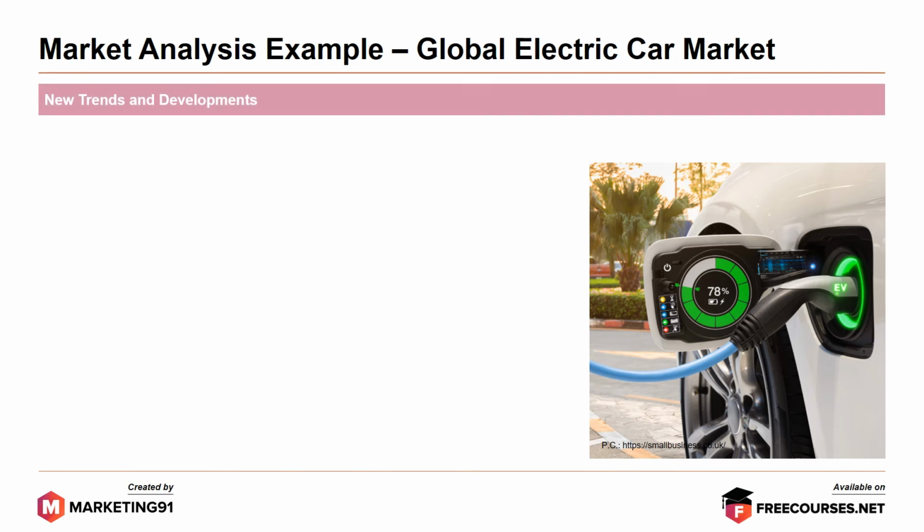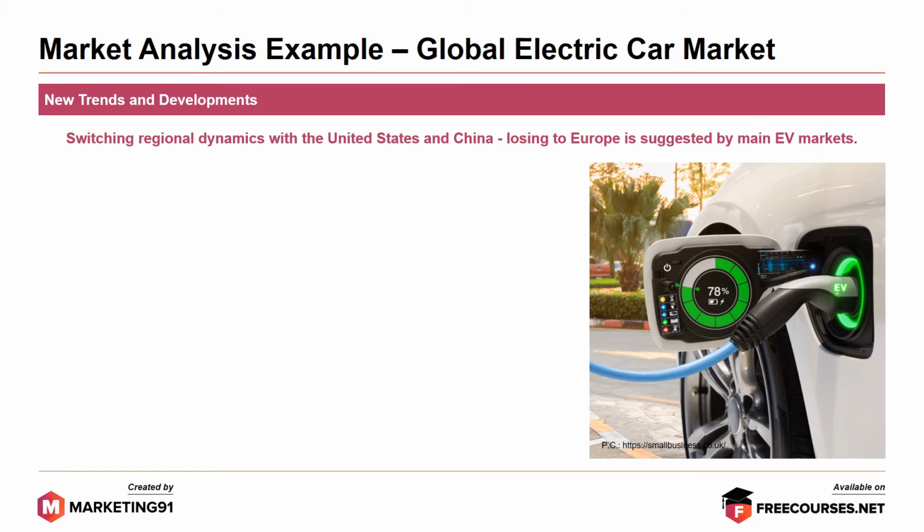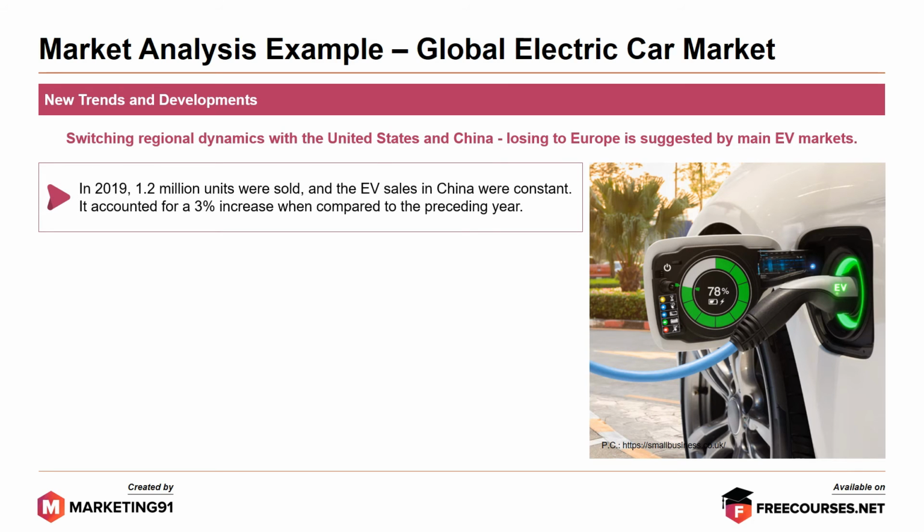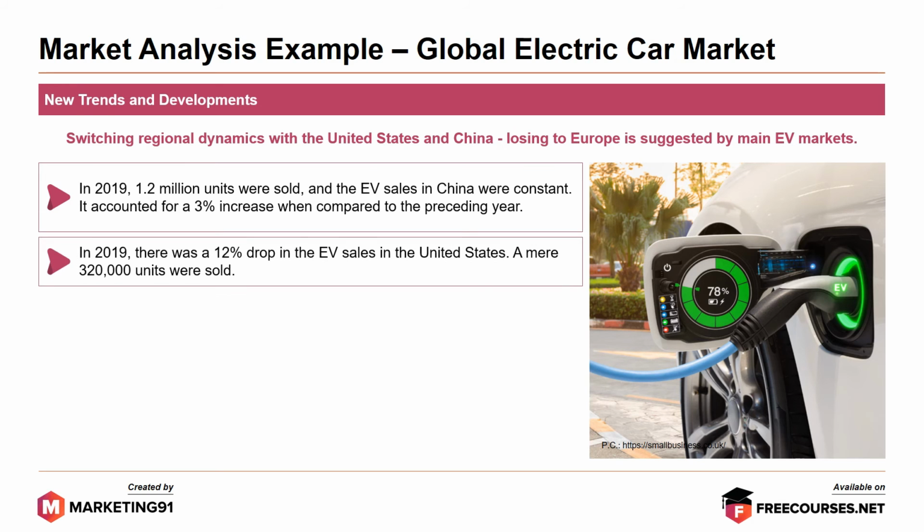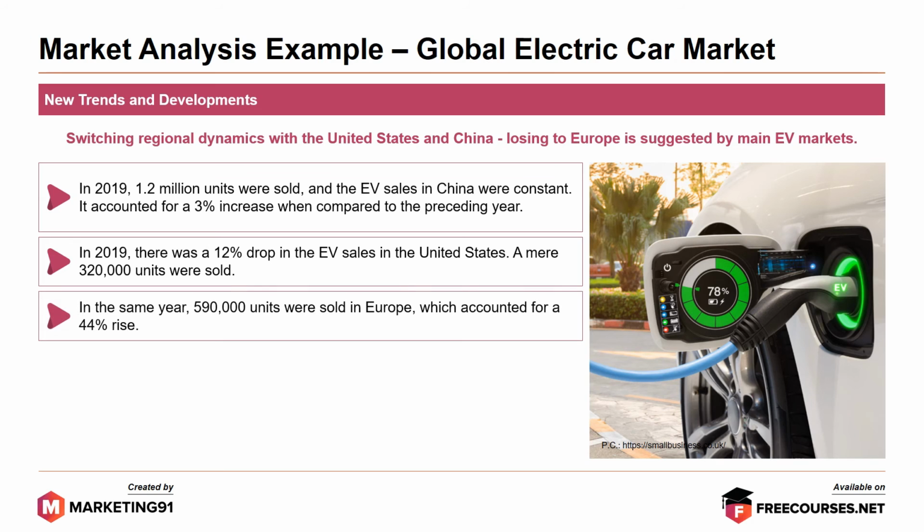Moving forward, new trends and developments in the global electric car market. Switching regional dynamics, with the United States and China losing to Europe, is suggested by main EV markets. In 2019, 1.2 million units were sold and electric vehicle sales in China were constant. It accounted for a 3% increase when compared to the preceding year. As far as the US is concerned, in 2019 there was a 12% drop in electric vehicle sales. A mere 320,000 units were sold. In the same year, 590,000 units were sold in Europe, which accounted for a 44% rise.